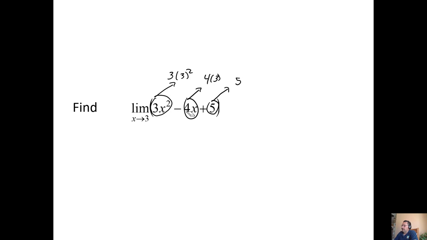Then when we subtract them, the difference should tend to 3 times 3 squared minus 4 times 3, and then you add the third one, 5. When you look at this, what you realize is that to find this limit, all I did was substitute in for x the 3 that I was looking at. That is in general true for polynomials. To find a limit of a polynomial function, we just plug in the number.